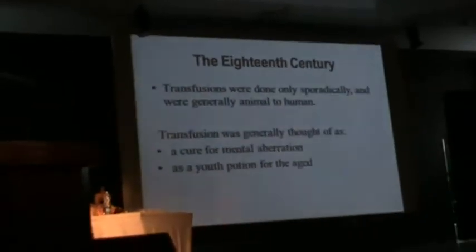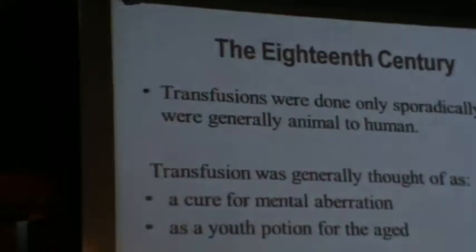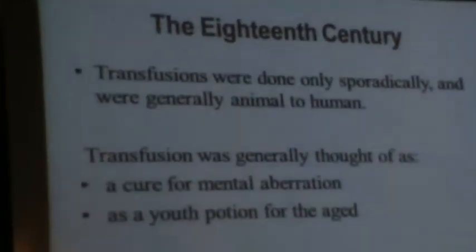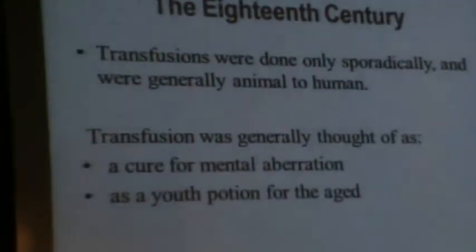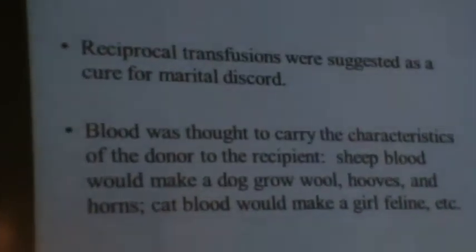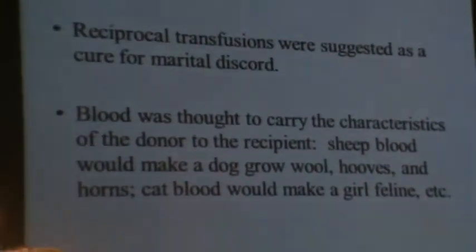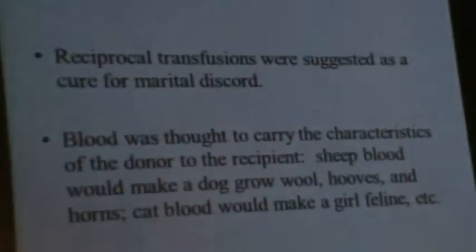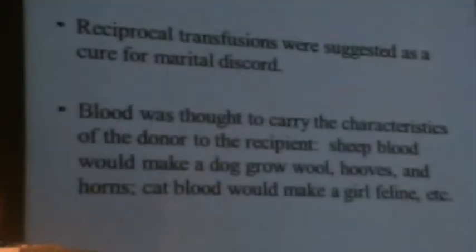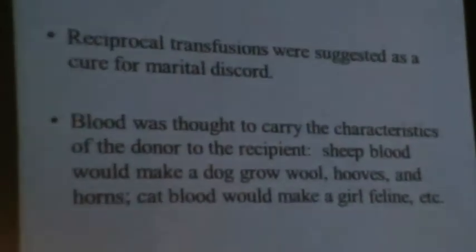Then transfusions in the 18th century were done only sporadically and were generally animal to human. And why this transfusion? Maybe as a cure for mental aberration, as a youth potion for the aged, or reciprocal transfusion suggested as a cure for marital discord. So blood was thought to carry the characteristics of the donor to the recipient. Even today, our recipients and donors have a lot of doubts, especially the recipient. If he receives the blood of a donor who has certain characteristics, he wonders whether those characteristics could be transferred to him through blood transfusion. Next.